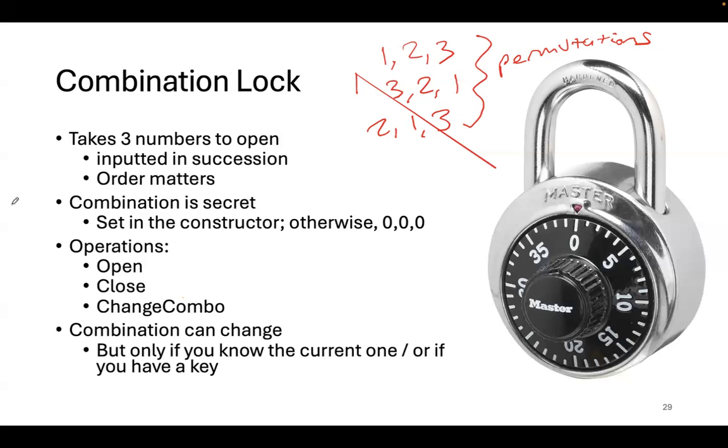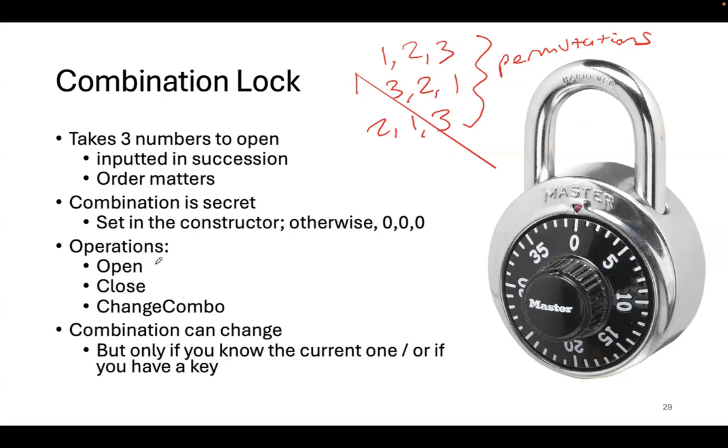And so thinking of the terms that we learned today, what do we want that to be? So I'll have you talk about that in a second. Combination is secret, set it in the constructor. I'm going to want more than one constructor. The operations I want will be open the lock, close the lock, and change the combination.